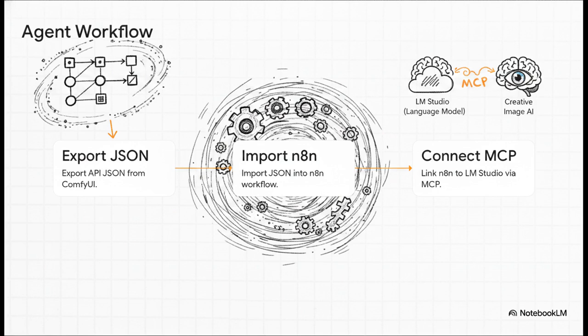Step 1, you build your image generation workflow in ComfyUI and just export it as an API JSON file. Step 2, you import that JSON file right into your local n8n automation tool. And step 3, you connect n8n directly to LM Studio using the Model Context Protocol. Just like that, you've successfully wired up your AI brain to your creative visual canvas.